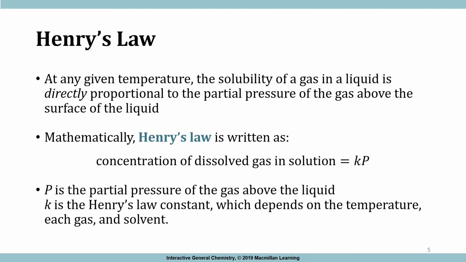Let's go into Henry's law. At any given temperature, the solubility of a gas in a liquid is directly proportional to the partial pressure of the gas above the surface of the liquid. We use Henry's law to determine this. It's written as the concentration is equal to K times P, where K is Henry's law constant, which is dependent on the temperature of each gas and solvent, and P is the partial pressure of the gas above the liquid.